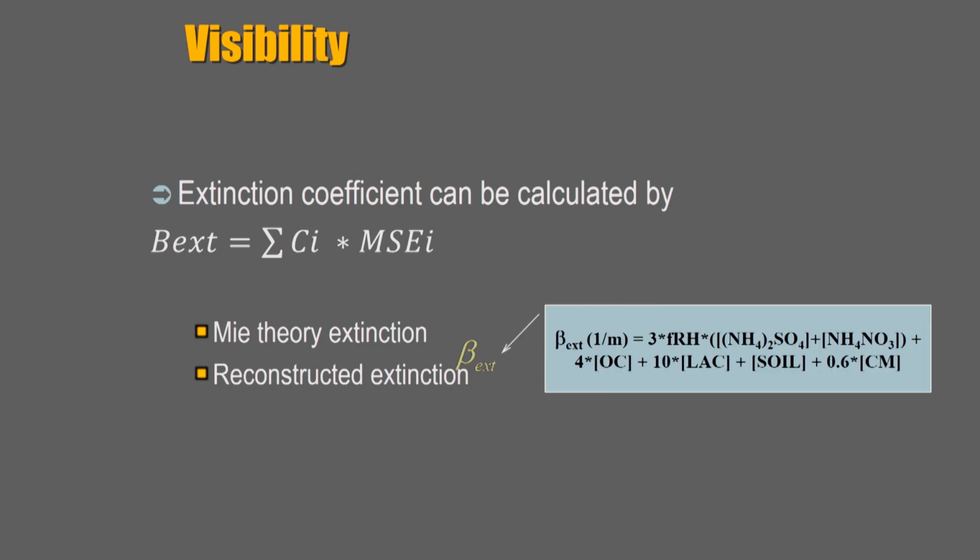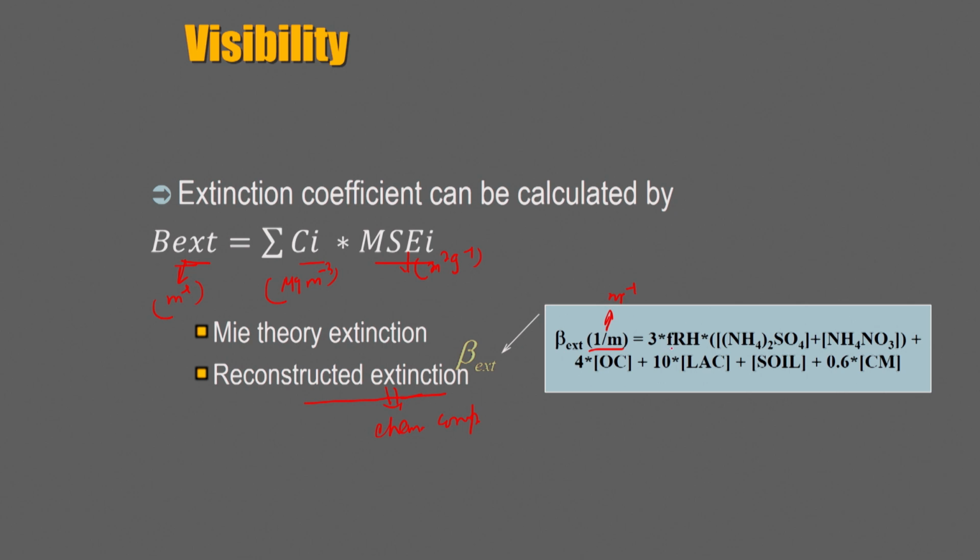One way to calculate extinction, as I discussed, is to take the summation of the concentration of the ith species times the mass scattering efficiency of the particles. As I said, the unit of efficiency is meter square per gram, and you have microgram per meter cube here, so if you calculate this, the unit will be meter inverse. This is why, when we reconstruct extinction based on the chemical composition, we usually use this equation. So 1 upon m is meter inverse, just another way of representation. Remember, this is very important.